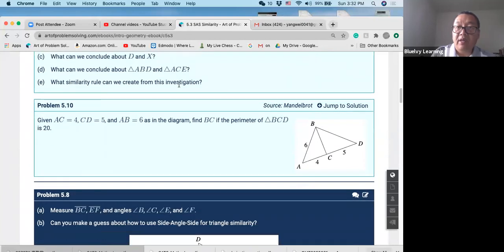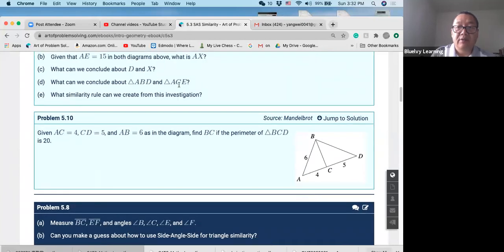Okay. Now let's see this one, 5.10. Given AC equals 4, CD equals 5, and AB equals 6, as in this diagram, you are asked to find BC.